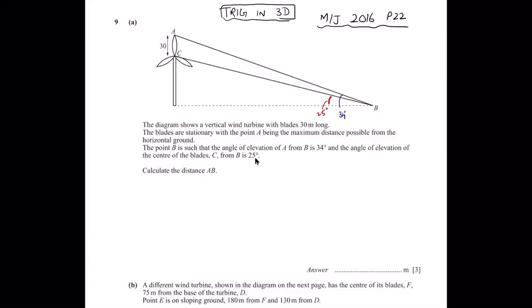What other information do you have on this question? You know that this is a right angle triangle, okay? If you know this is 90 and you know this is 25, can you work out this angle as well? Yes. So you are going to get this angle as 90 plus 25, 180 minus that, you are going to get 65. If this angle is 65, what is this angle going to be?